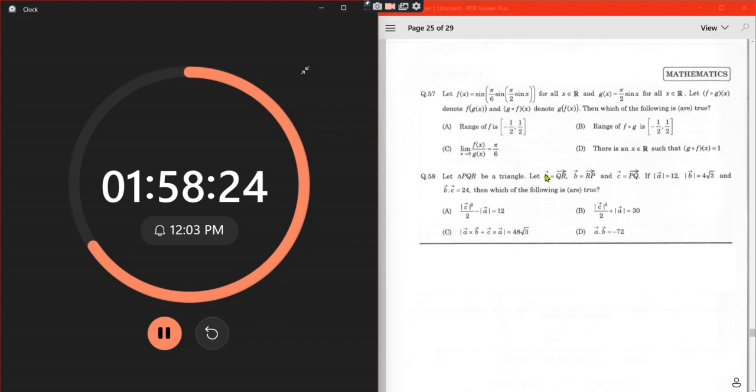57. Let f be equal to this for all x belonging to real and g be equal to this. Let f times g of x denote f. Okay, whatever. So the following is true. So f is sine of pi upon 6 times sine of pi upon 2 sine x, and g is equal to negative pi upon 2 sine of x.